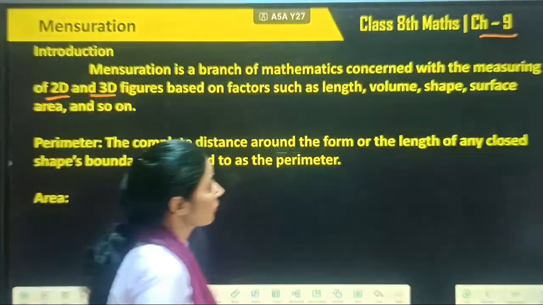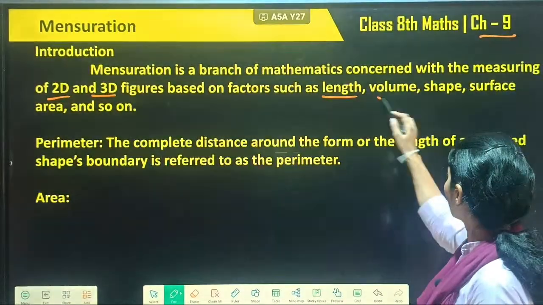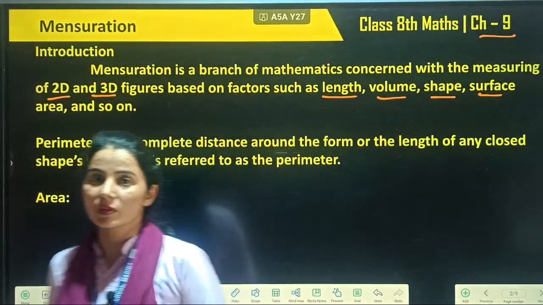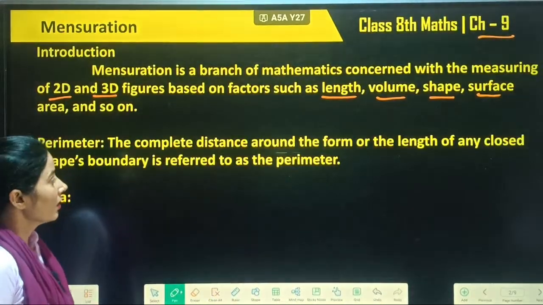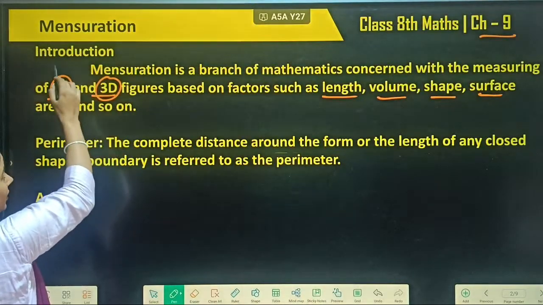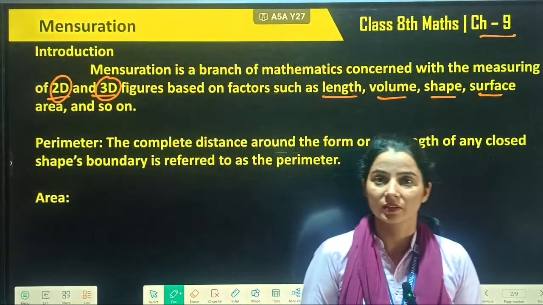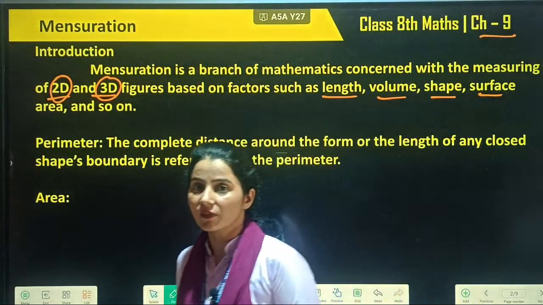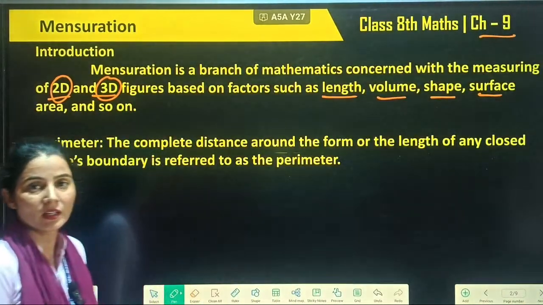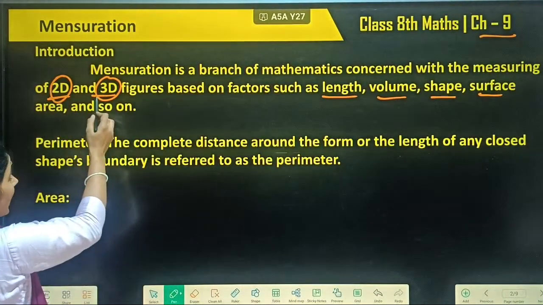On what factors will it measure? It will measure based upon length, volume, shape, surface area. These are the factors that we are including in measuring. Okay, now see what are 2D and 3D shapes. Mensuration is related to measurement of 2D and 3D figures based upon factors such as length, volume, shape and surface areas.